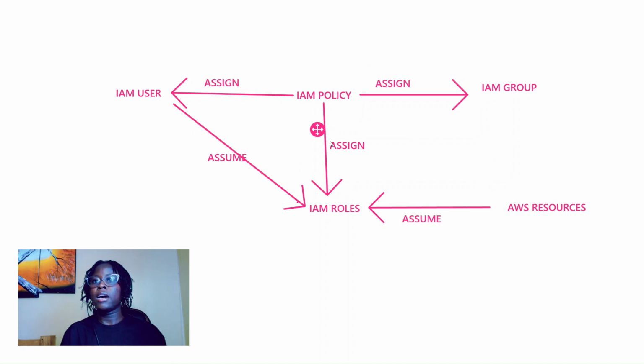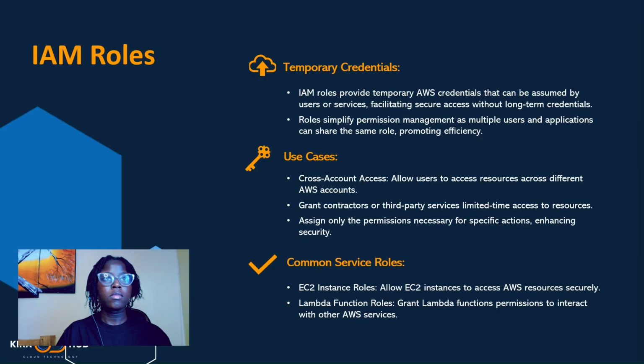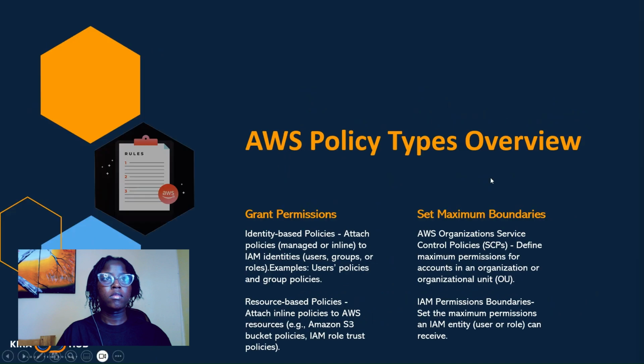Okay. So what are the various types of policies that we have available? We have two types. We have policies that either grant permissions or set maximum boundaries. And we'll start off with the ones that grant permissions.